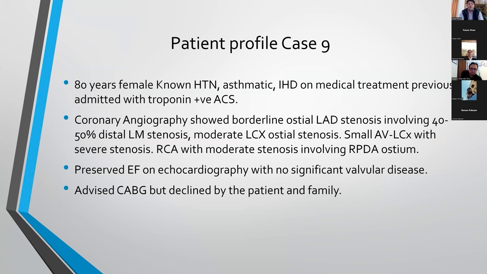My next patient is an 80-year-old female, non-hypertensive, asthmatic, ischemic heart disease on medical treatment, previously admitted with troponin-positive ACS. Coronary angiography showed borderline ostial LAD stenosis involving 40 to 50% of distal left main stenosis, moderate circumflex ostial stenosis, small AV circ with severe stenosis, RCA with moderate stenosis involving RPD ostium. Preserved EF on echocardiography with no significant valvular disease. She was advised CABG but declined by the patient and family.